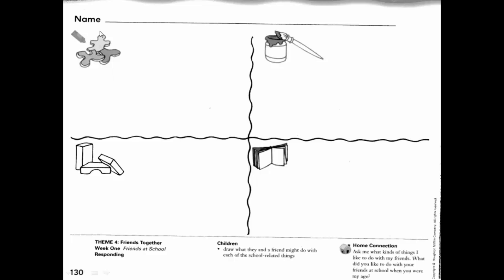In this one, you just need to draw a picture of what someone might do with the picture that's already there. So in this block, there's puzzle pieces. So you might want to draw a picture of something that you would do with puzzle pieces. Here, this is a paint and a paintbrush, so draw something that you would do with a paint and paintbrush. And here are some blocks, so draw something you would do with blocks, or maybe something, well, I'll let you figure that out. And here's a book, so draw something you might do with a book.